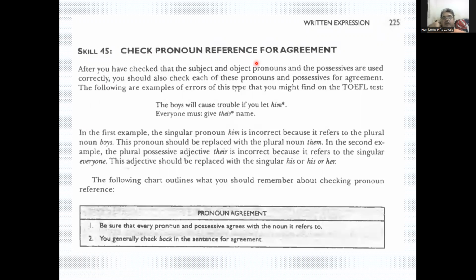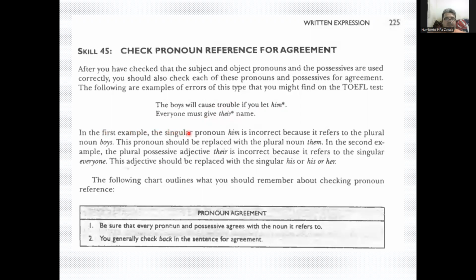This is something that we have worked with also in the reading comprehension section. Just as you have checked that the subject and object pronouns and the possessives are used correctly, you should also check each of these pronouns and possessives for agreement. The following are examples of errors of this type that you might find on the test. The boys will cause trouble if you let him. Everyone must give their name.